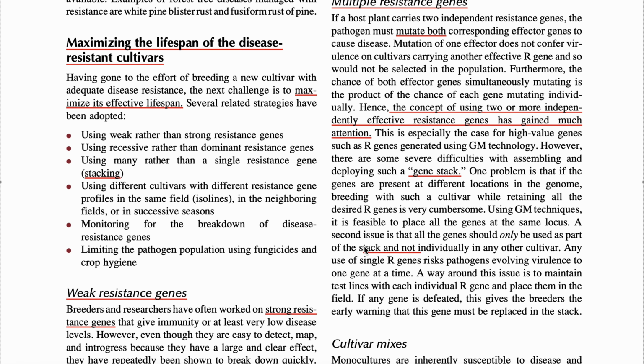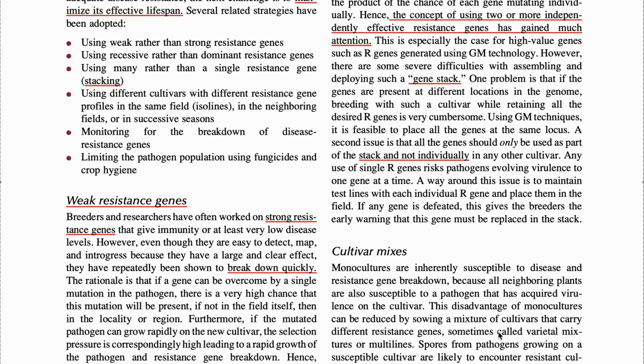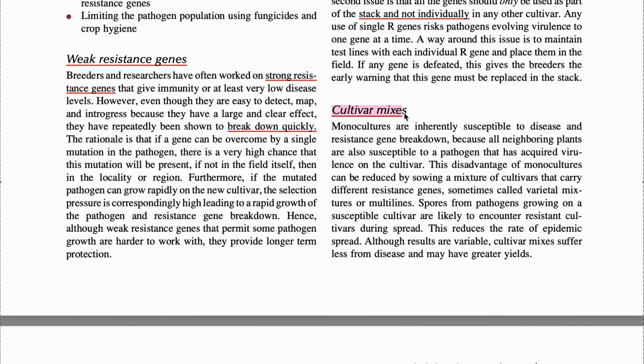They should be used in a stack, not individually. Any use of a single R gene risks the pathogen evolving virulence to one gene at a time. I hope that's clear. If there is a single gene alone, it will be defeated by the pathogen. If all the genes are together in a stack, a group of genes, then the pathogen will be scared of those genes, right? If any gene is defeated, this gives the breeder the early warning that this gene must be replaced in the stack. Okay. The next is cultivar mixes.